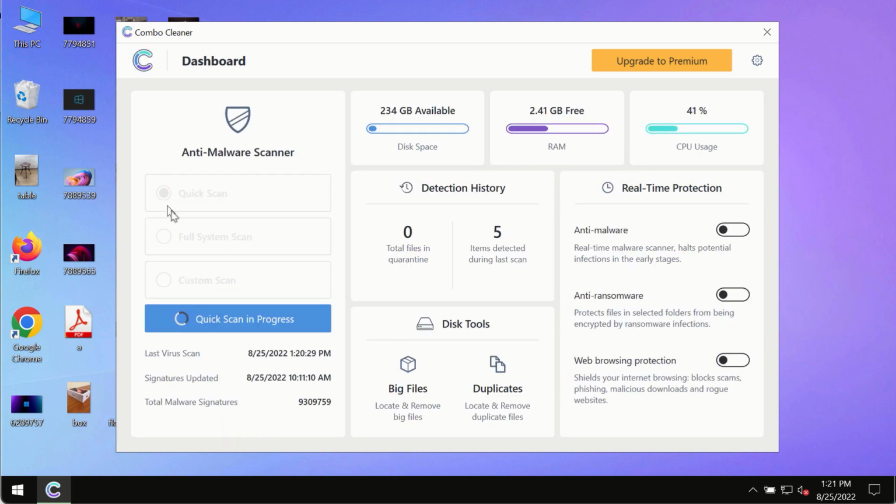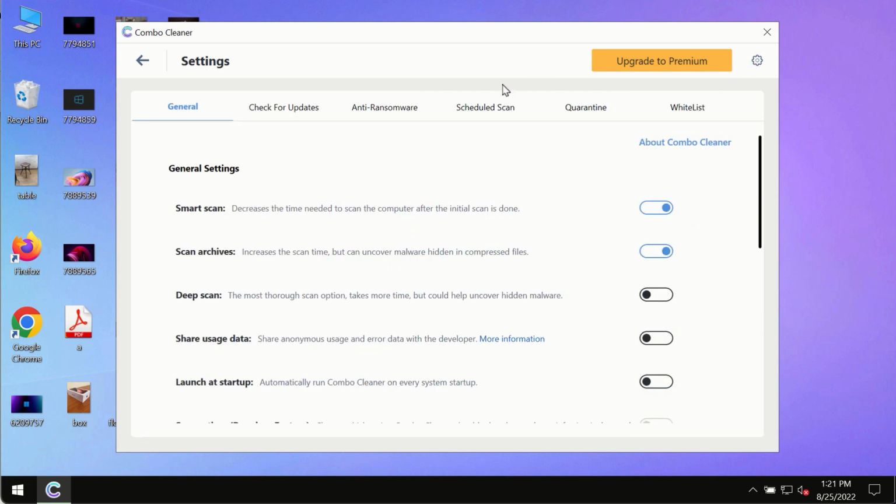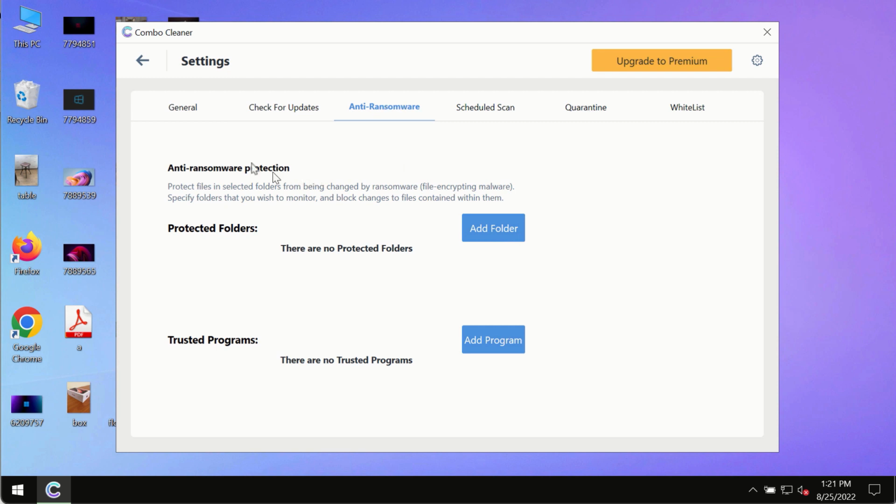Initially the program is in the trial mode, so only the quick scan option is so far available in the trial mode. The program most likely will first of all update its anti-malware database, and of course this is crucial for proper detection and removal of any malware, ransomware, adware or other infections. While the scanning by Combo Cleaner is taking place, please pay attention to several features in Combo Cleaner, such as anti-ransomware.